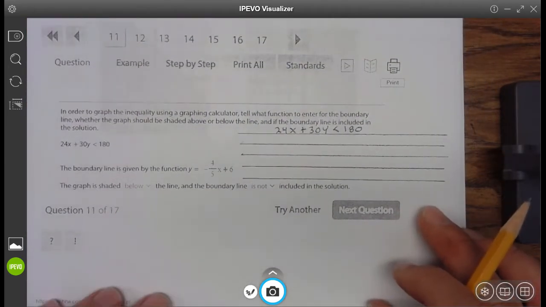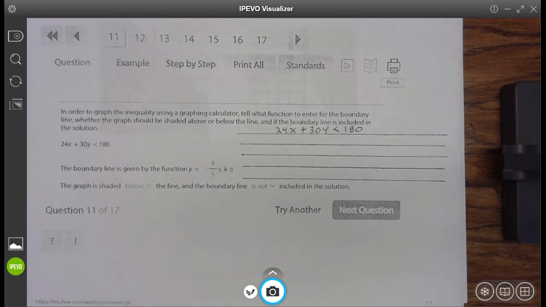All right, let's take a look at example 11. In order to graph the inequality using a graphing calculator, tell whether the function to enter for the boundary line, whether the graph should be shaded above or below the line, the boundary line is included in the solution.